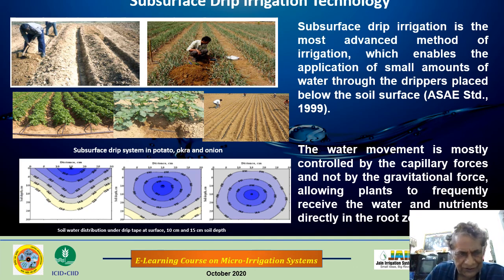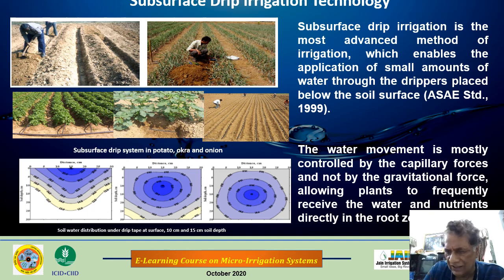Now, for example, potato here is a very simple application. How do we do it? There on the plain surface, you put a drip lateral and then put the seed tubers, and then cover it. So it becomes a subsurface. Now, the tubers are placed on the places where the drippers are. So they get the water and they are covered. This becomes a subsurface, and very high potato yields are realized here.